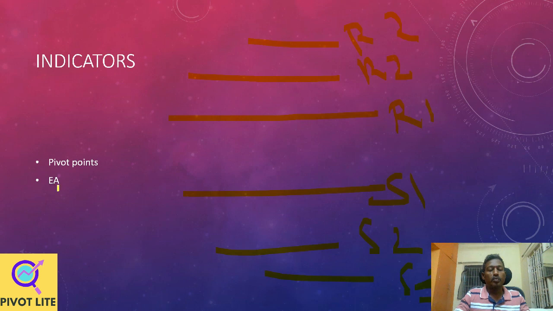Coming to the EMA, it means exponential moving average. We have different exponential averages, and maybe in upcoming videos we can see the details. It is the average of the trading. It will act like this: if the trend is up, the average line will be like this, and if the trend is downward, the average line will be like this.